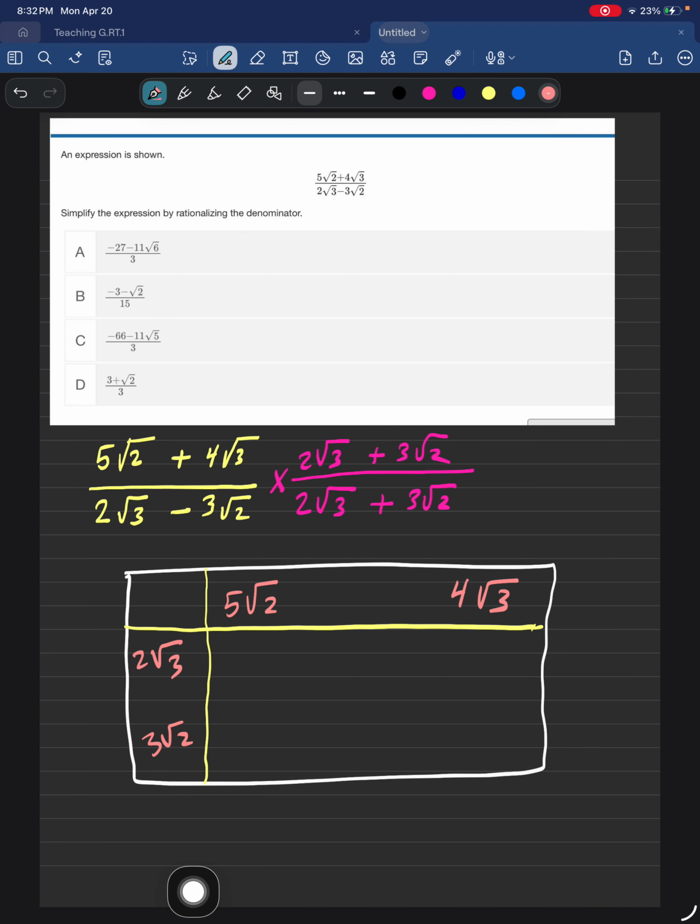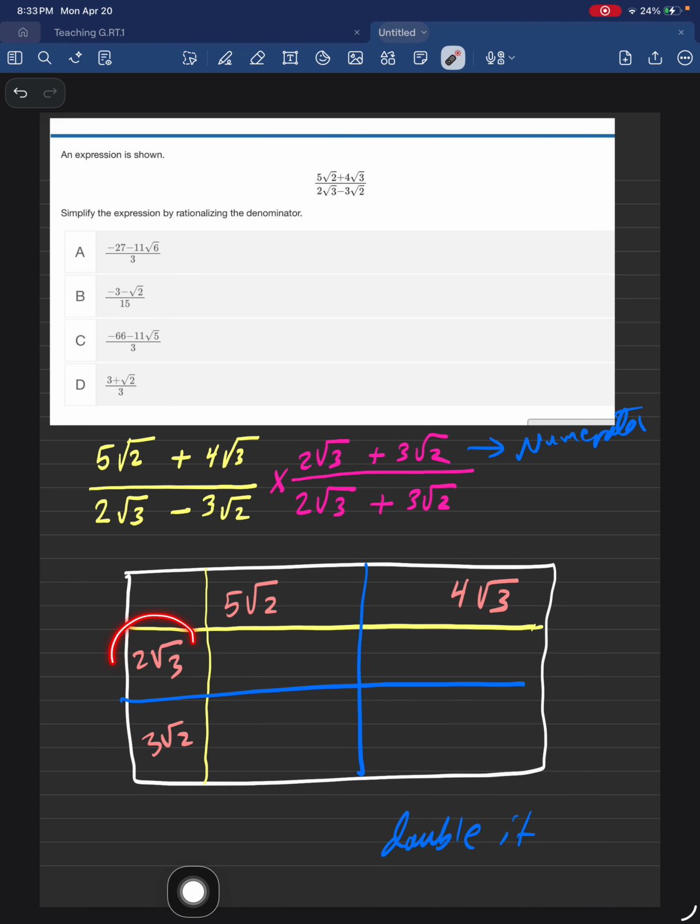Then I would like to call it the next step: double it. It's not a math expression. It is just a way to make you understand or remember the method more easily. As I said, we are dealing now with a numerator. Okay? So in this case, we will start now with 2 square root of 3.